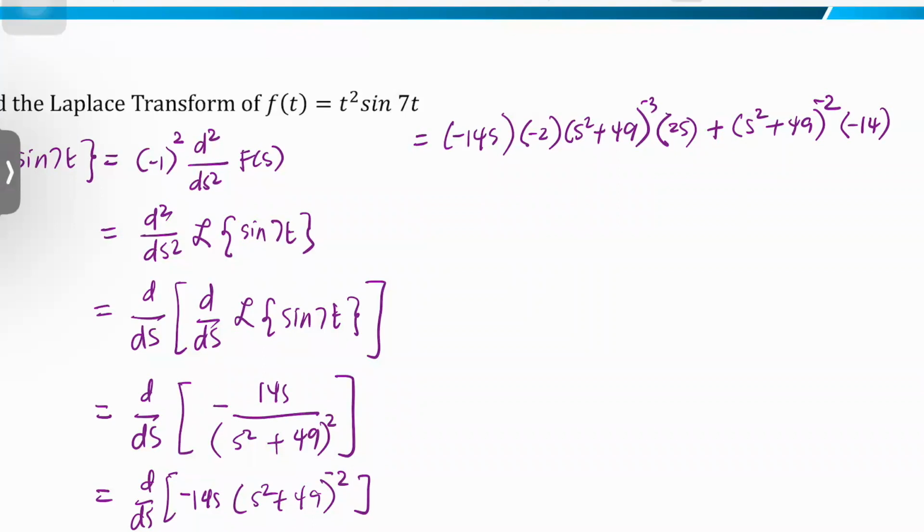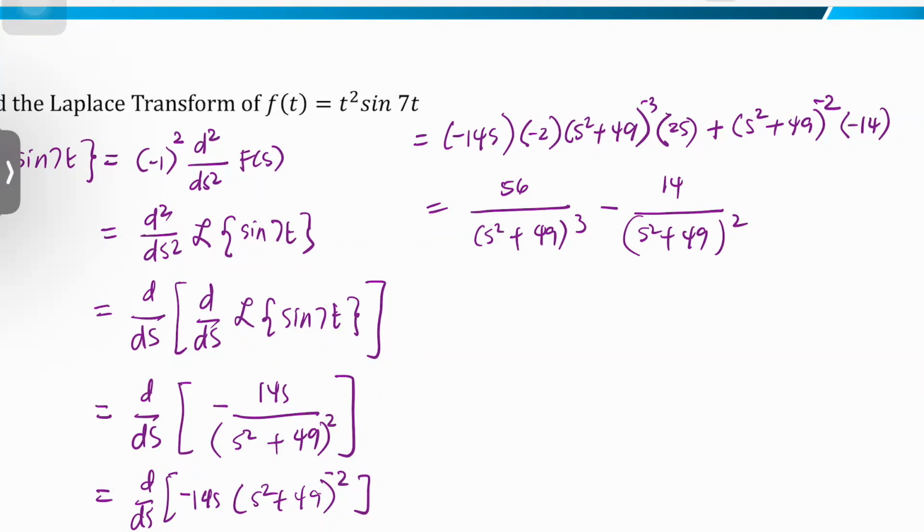Okay, so we simplify everything, class. We have negative 14s times negative 2 times 2s, so that is positive 56s over the negative exponent, we have (s squared plus 49) cubed. And then the second term, we have negative 14 over (s squared plus 49) squared. Okay, actually, this is the final answer.